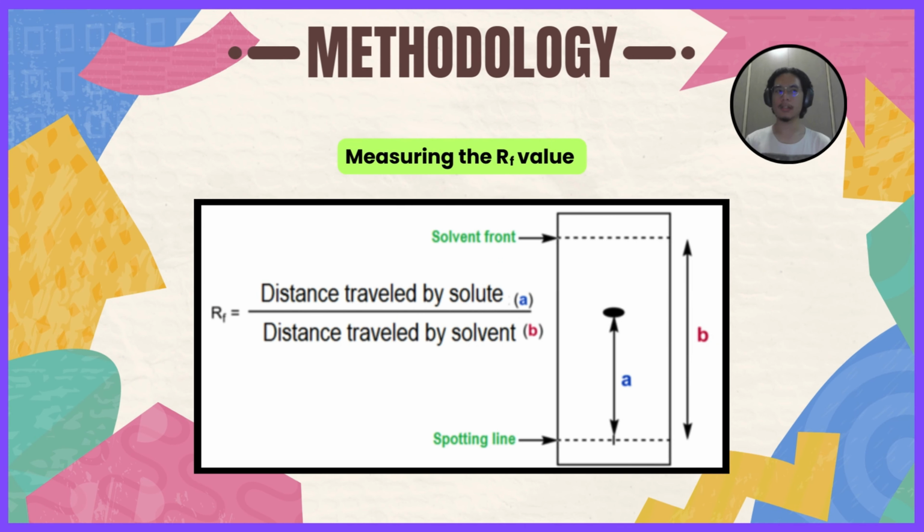Now, this is a formula that we use for calculating the Rf value for TLC towards drugs. So as you can see here, it is the distance traveled by the solute divided by the distance traveled by the solvent, or the solvent front.